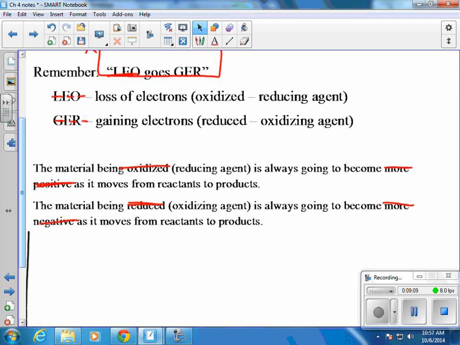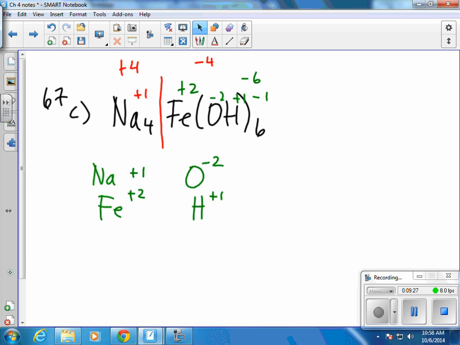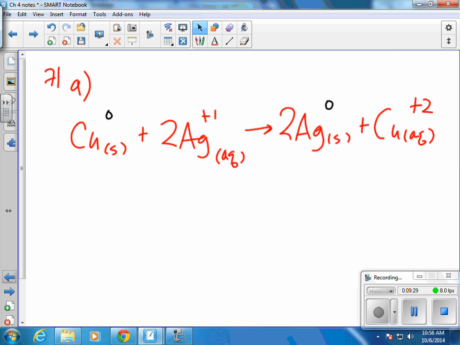No, because then that's the oxidizing agent. Here, when they lose electrons, they're becoming oxidized. They're being reduced. That's the reducing agent. So your piece of metal is reducing down in size. How did it happen? It lost electrons.